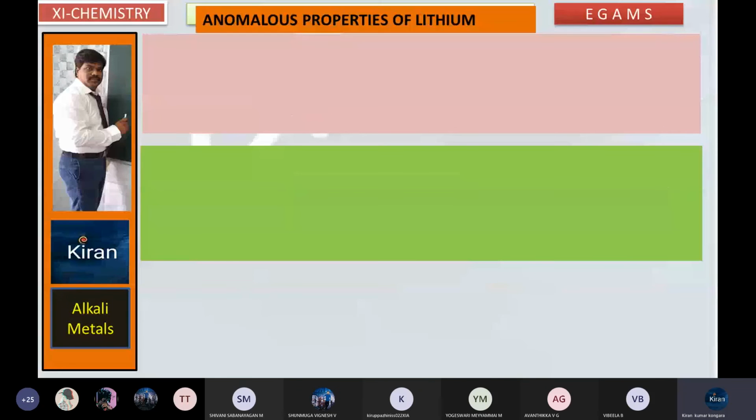Next topic is anomalous properties of lithium. Different characteristic properties of lithium. In all the groups, the first element can possess some different characteristic properties compared with other elements. What are the anomalous properties of lithium? Number 1, lithium is the hardest of alkali metals. While the metals we studied are soft, we can cut them with a knife, compared with the other alkali metals, this alkali metal is somewhat hard.